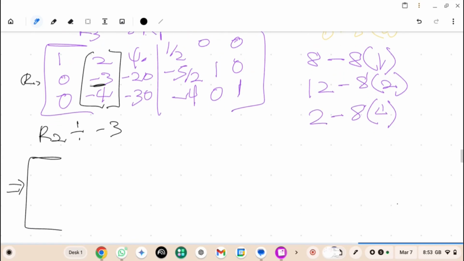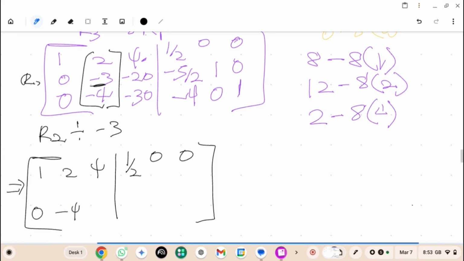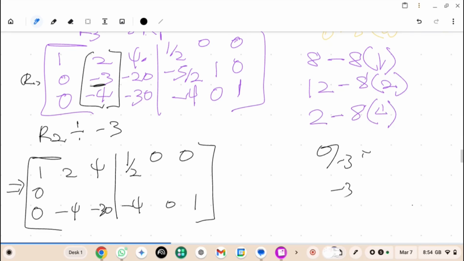Since we are working on row 2, let's write the elements on row 1. We have 1, 2, 4. We have half, 0, 0. And then we are not working on row 3, so let's write the elements on row 3 too. Negative 4, 0, 1. So now we're working on row 2. Let's divide row 2 by negative 3. So 0 divided by negative 3 is equal to 0. So here is 0. Negative 3 divided by negative 3, we get 1.